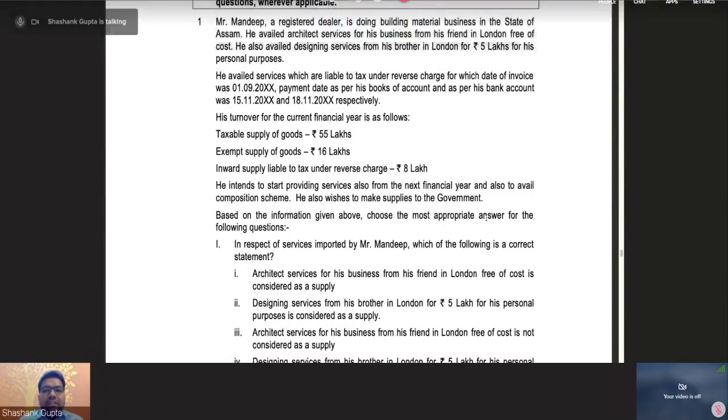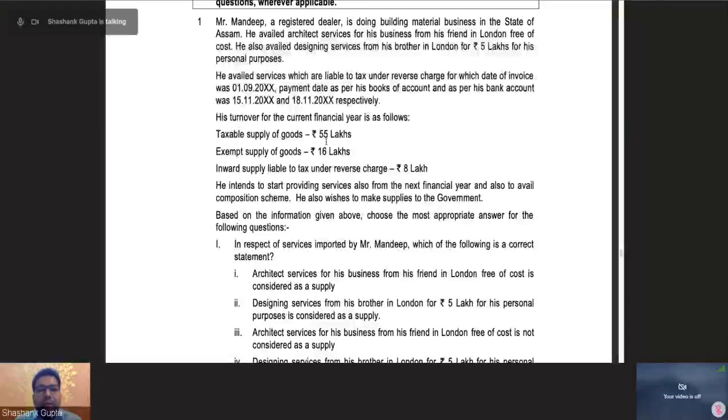So the first question, and I will try to answer this in the manner you should address this in your examination. So I'll try and put in some value addition points as and where I can find out. So let us begin reading the question.